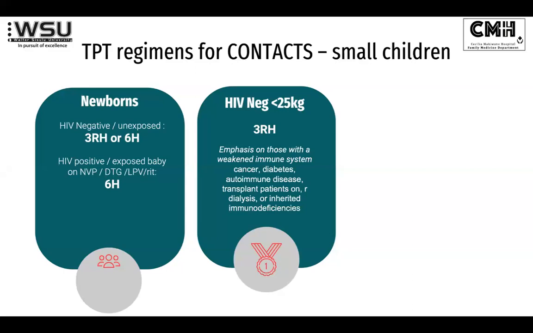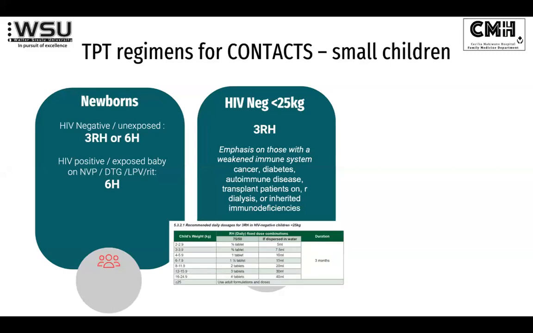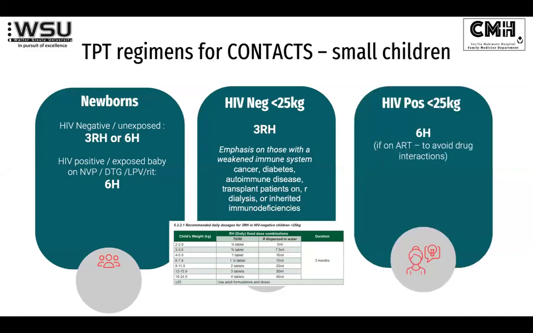And of course, there's a real emphasis for contacts who might have a weakened immune system and might be in that household. But of course, we are targeting everybody in that household. And there you can see the dosing chart starts right from 2 kilograms, and they give the different options, and it's also possible to crush the tablets and disperse them in water. If the child is HIV positive and under 25 kilograms, we can't use rifampicin, we can't use 3HP, so we're still going to use the INH for 6 months.